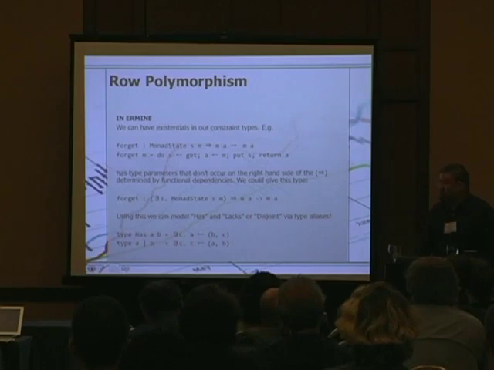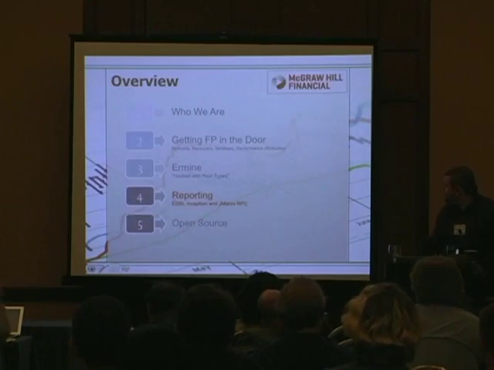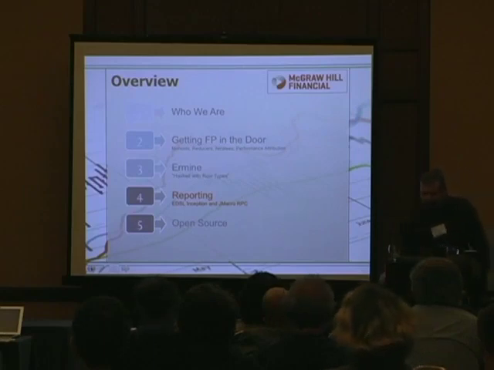And so that gives us the notion of row polymorphism that we work with. And I'm not going to show the type system for it. So with that, what we have is a desire to actually use this for end users, because that's how they keep paying us.